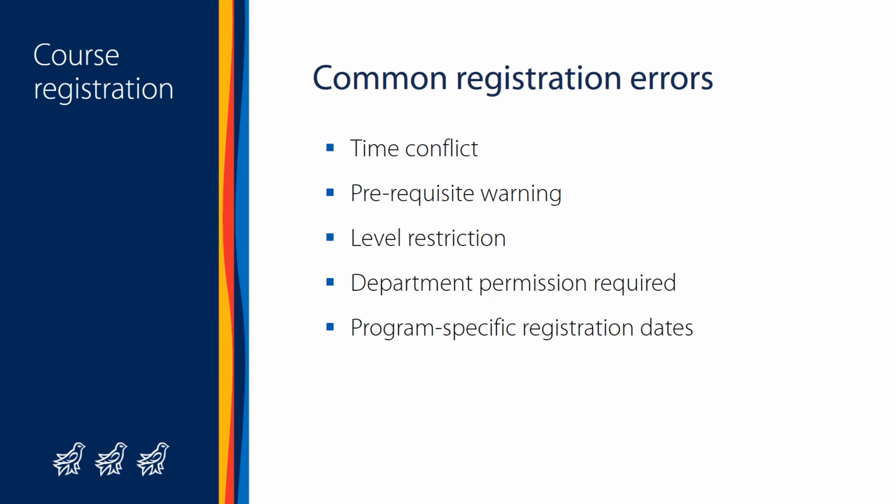And program-specific registration dates: some programs will have specific registration dates where you are only able to register for this class later on in the summer. For example, in visual arts, maybe a course is available to register for all visual arts students right off the bat, but only becomes available to students outside of the visual arts at a later date, just as an example of what this might look like.